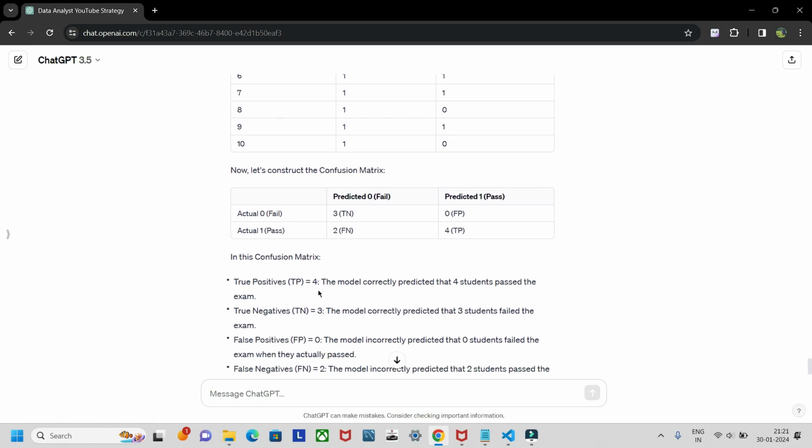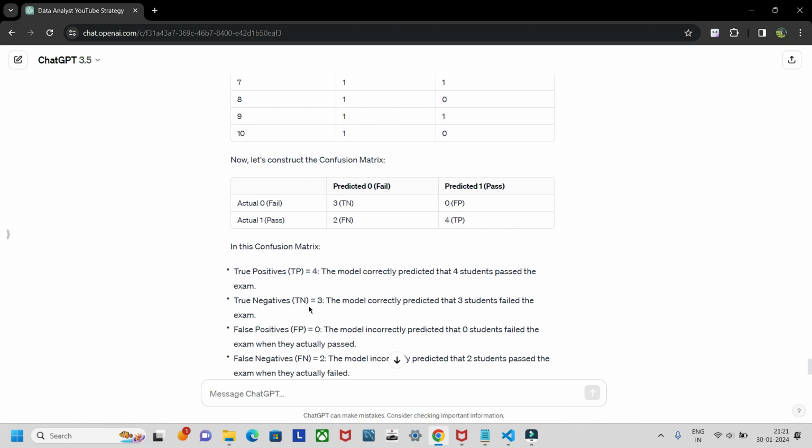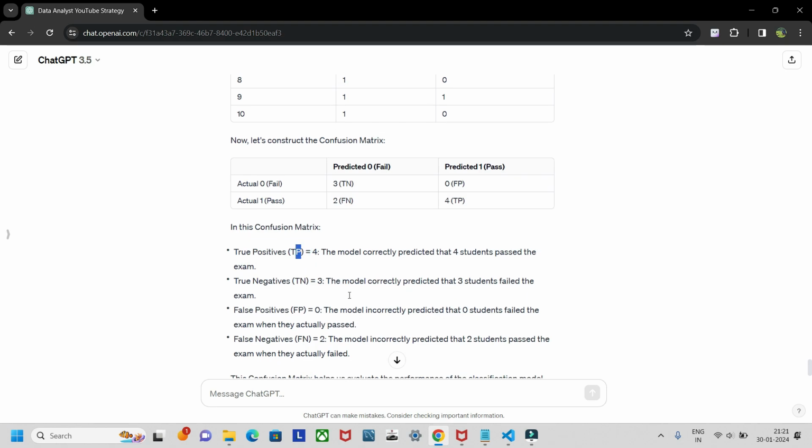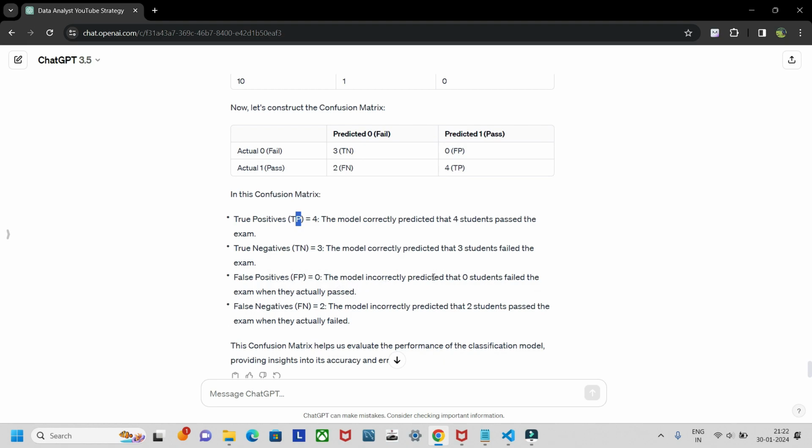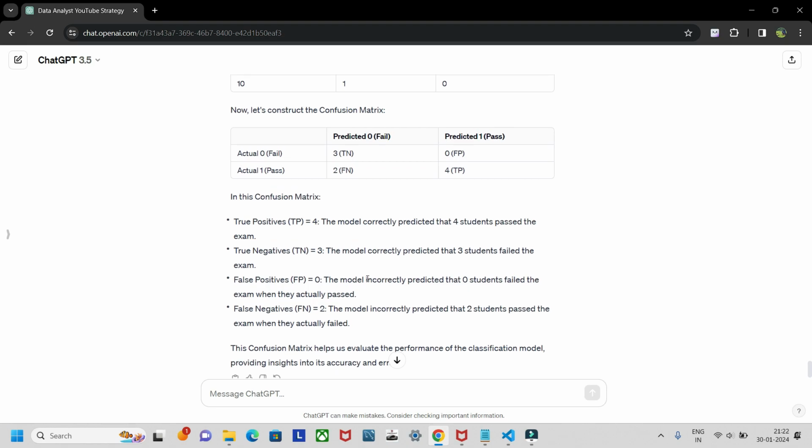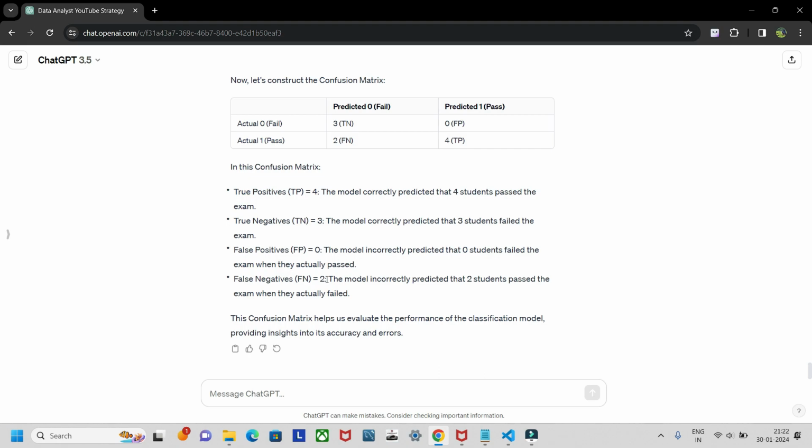So here you can see true positive is 4, that is the model correctly predicted that 4 students passed, and true negative is 3, the model correctly predicted 3 students failed. In this example, negative in the sense fail it is considering, and positive is passed. And false positive is 0, the model incorrectly predicted that 0 students failed, and false negative is 2, the model incorrectly predicted that 2 students failed. False negative in the sense the students have passed and it is giving negative. If students have failed, it is giving positive answer, like it has been passed. So basically false positive and false negative are totally vice versa.